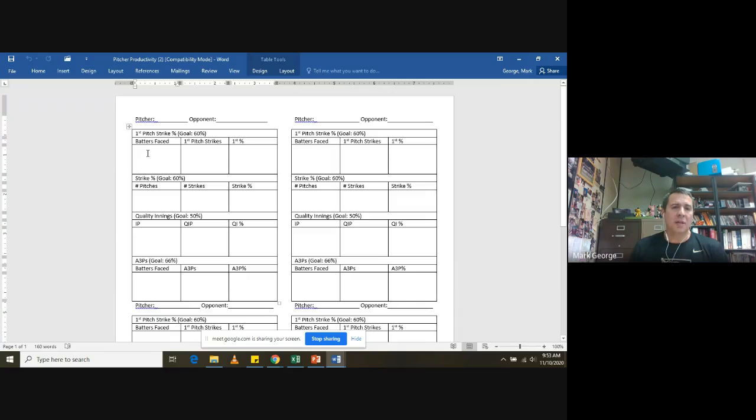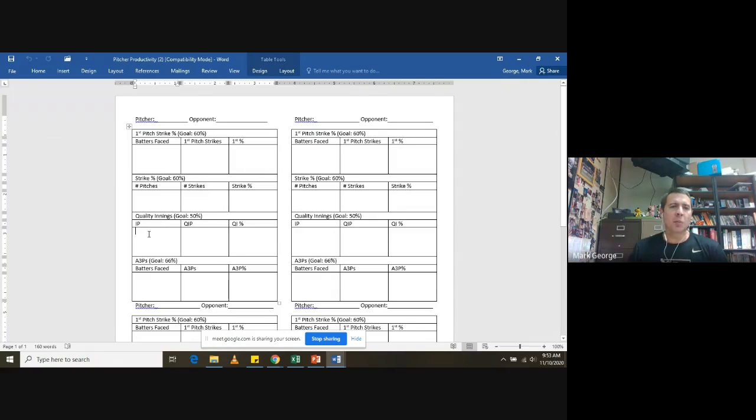So batters faced, for every batter they faced, they evaluate, do they get a first pitch strike or do they not get a first pitch strike? So you keep track of the batters, and then you only chart the first pitch strikes. And then you take the total number of first pitch strikes and divide to figure out a percentage. Our goal, like we said, is 60%. We do the same for total strike percentage, and our goal is 60%.